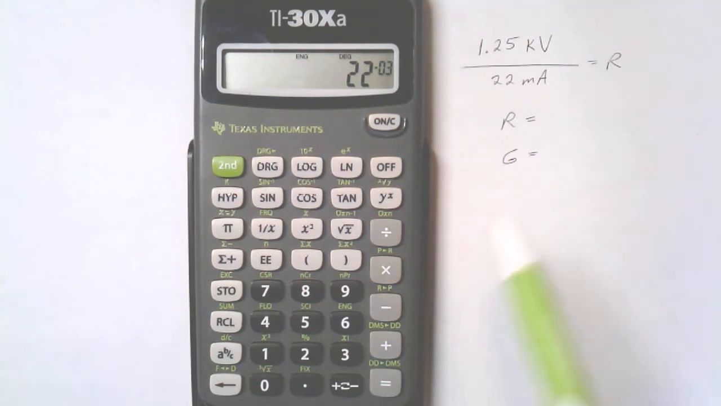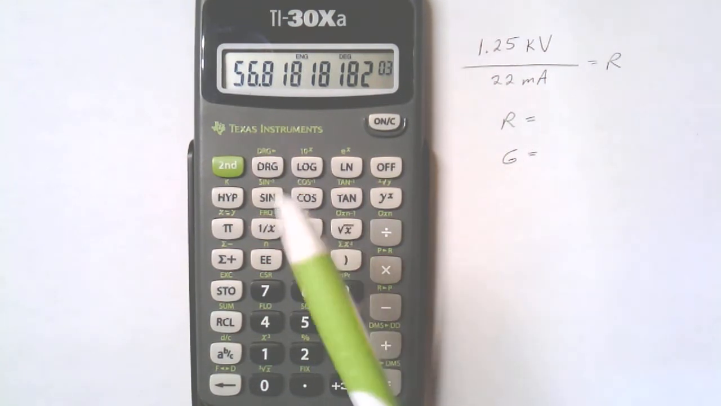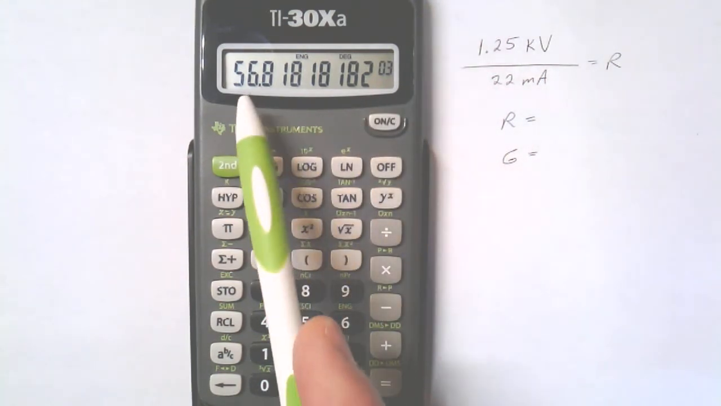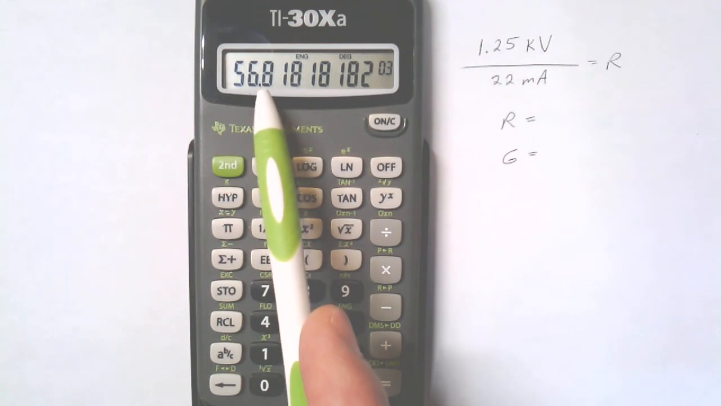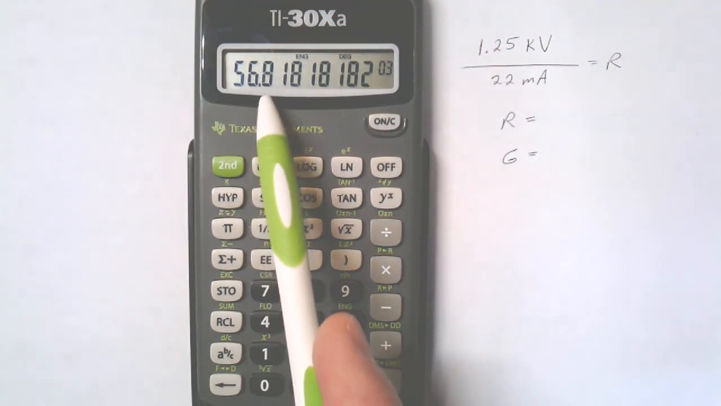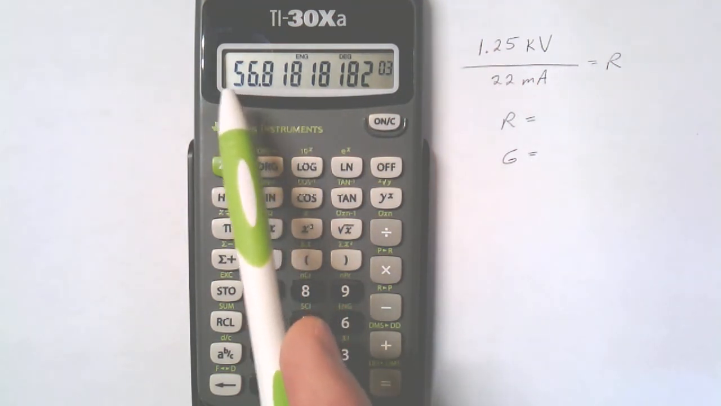Okay, so I got my 1.25 kilovolts in. I hit the dividing button. Then I hit the 22 milli in there. Now I just hit equals, right? And there's my answer for resistance. And can you see what it is? It's 56.8.